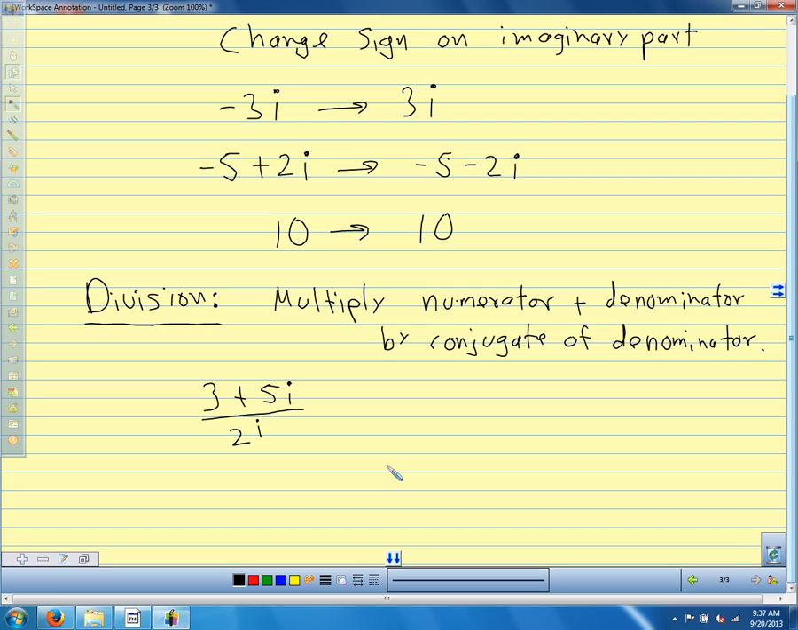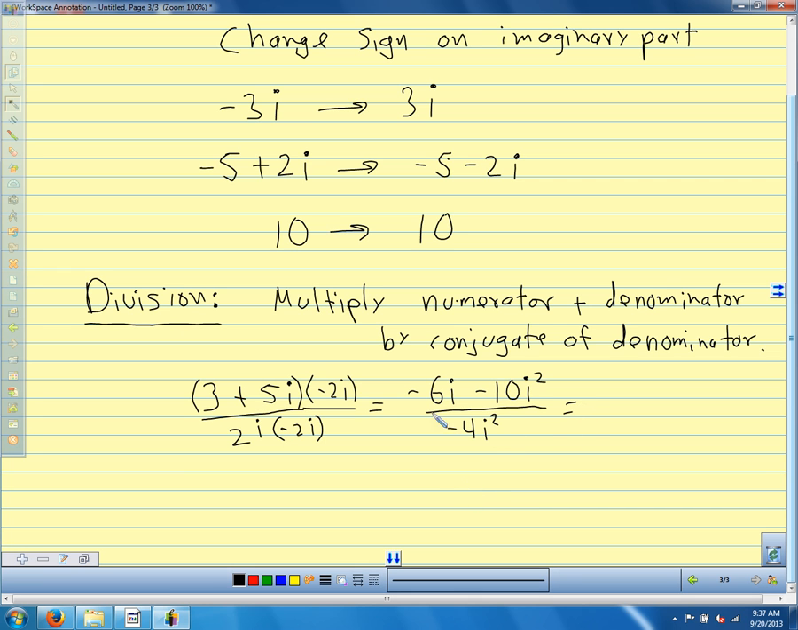I'm going to multiply the numerator and denominator by the conjugate of the denominator. So I multiply by negative 2i in the numerator and the denominator. And then I just do the operation and simplify. So if we write this out, what do I get here? Minus 6i minus 10i squared. And in the denominator we get minus 4i squared.